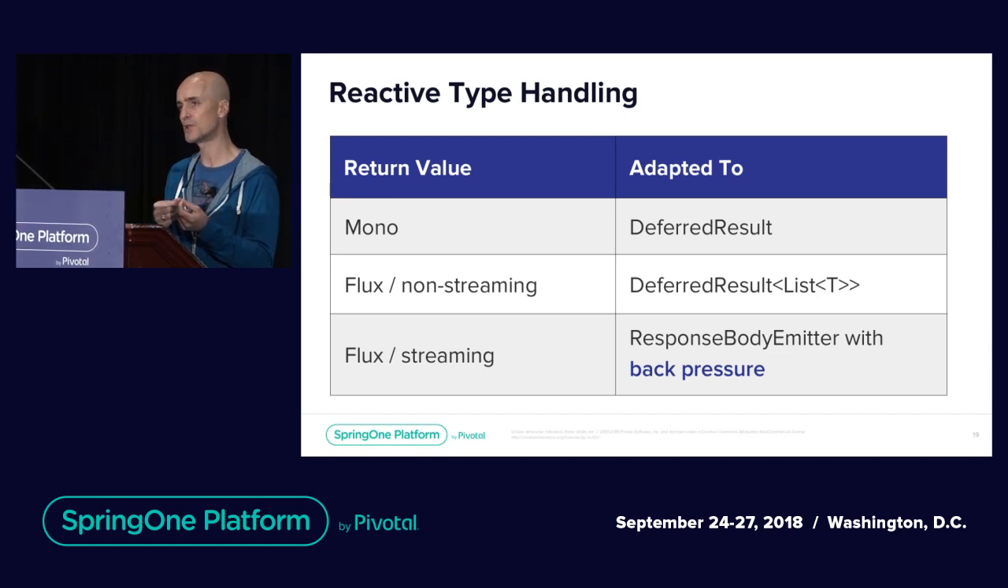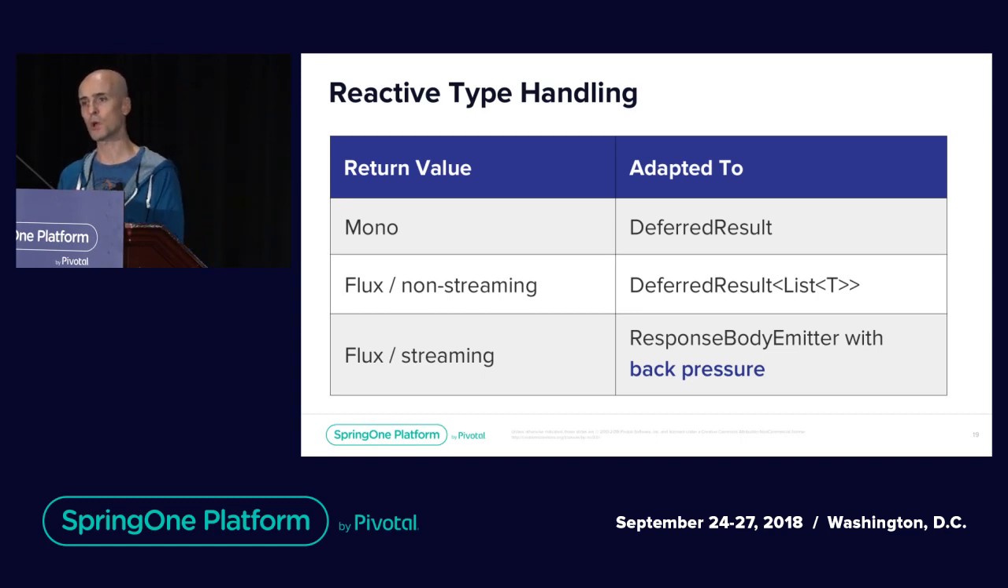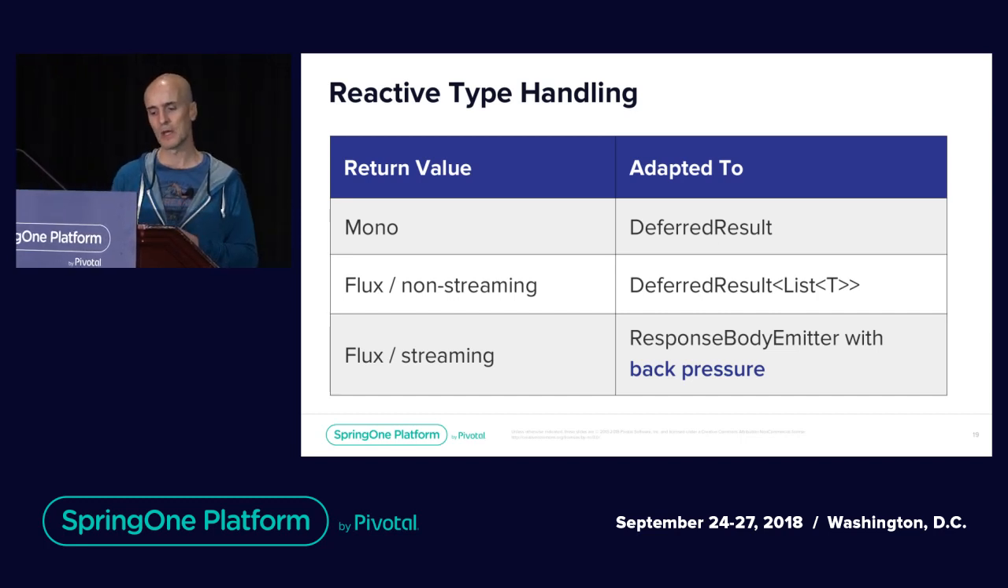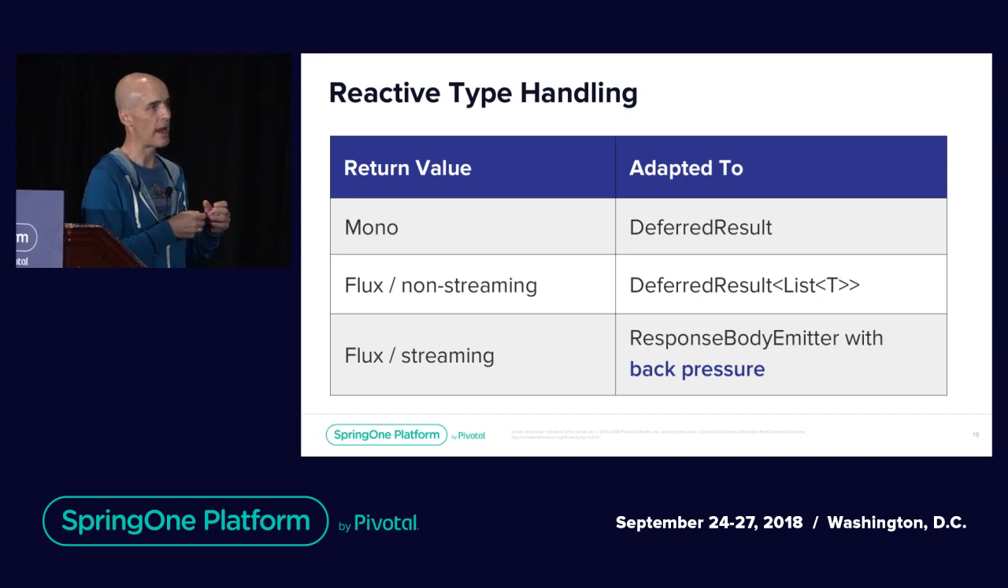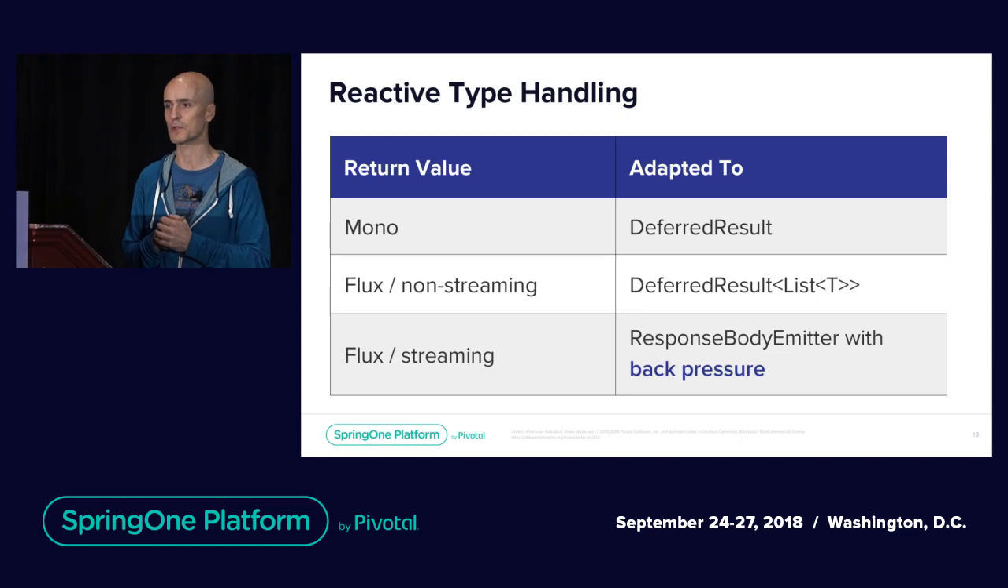So for that, we actually rely on the media type in order to understand, is this going to be a stream or is this going to be a finite collection, most likely? If it is application JSON, for example, we consider that to be a finite collection. You're not going to be sending endless number of those. So we aggregate them into a list. And then we basically treat it as a deferred result of a list.